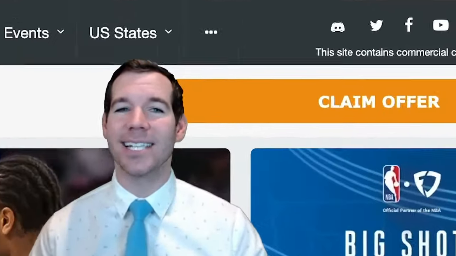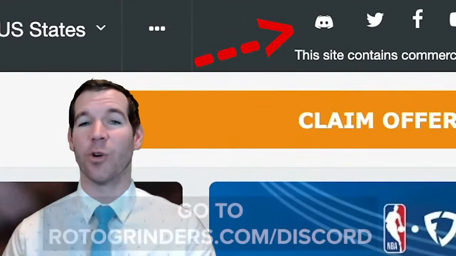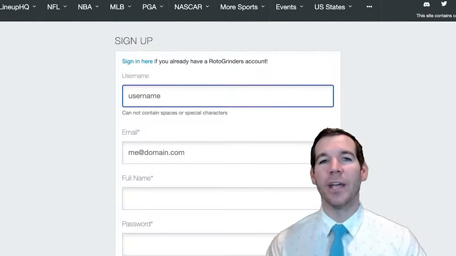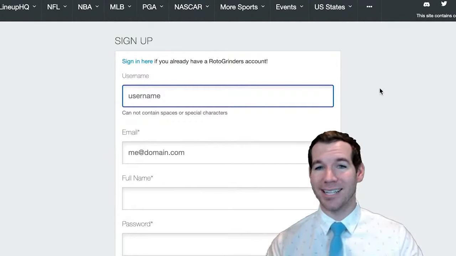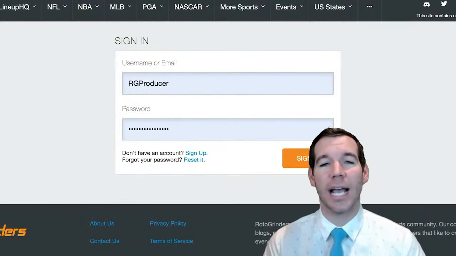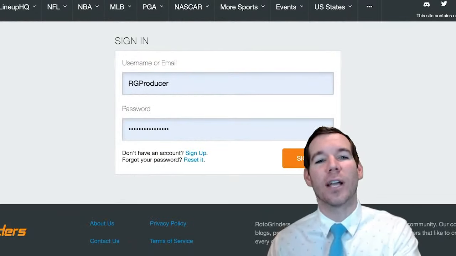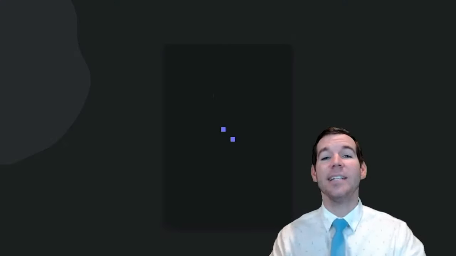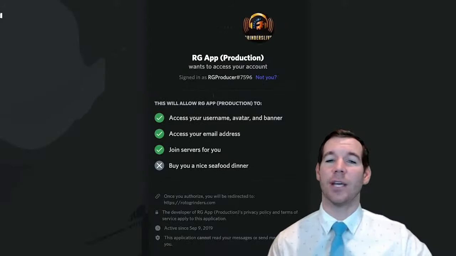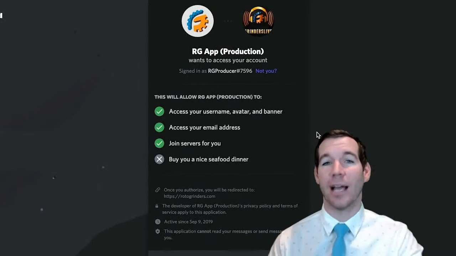All you have to do is click the Discord icon on RotoGrinders or go to rotogrinders.com/Discord. From there, you'll either sign up if you're new to RG, or if you're already a member, just click the link at the top to go to the sign-in page. Once you've logged into your RG account, you can be taken to Discord to log in there. Once you've connected those accounts, you won't have to leave the server. You can freely close out and reopen Discord without ever having to reconnect.